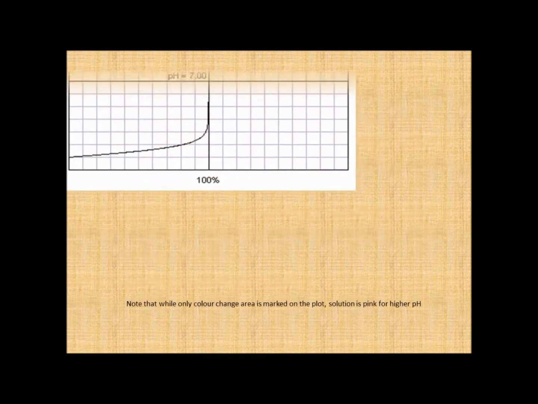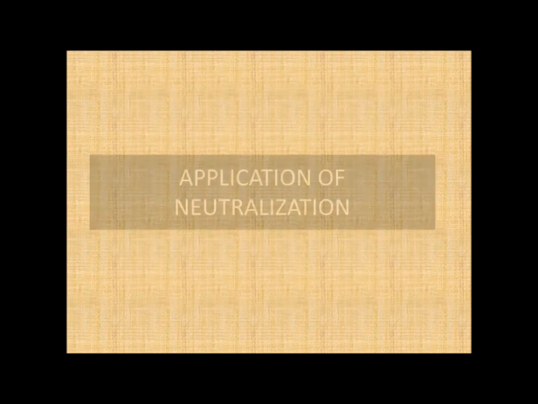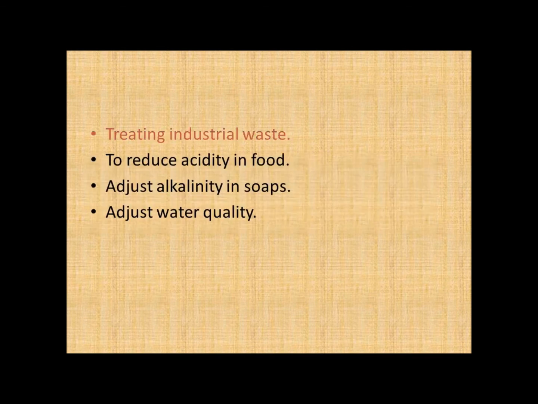From the graph, we can notice that the pink coloration appears at pH more than 7, which is a basic solution, and colorless for pH less than 7, which is an acidic solution. Some applications of neutralization are treating industrial waste, reducing acidity in food, adjusting alkalinity in soaps, and also adjusting water quality.